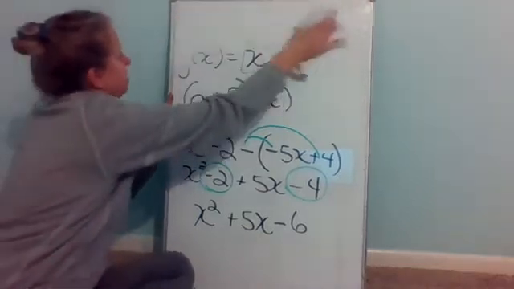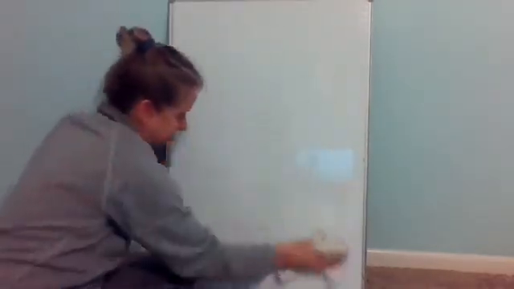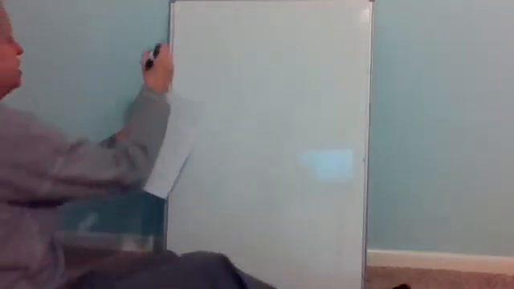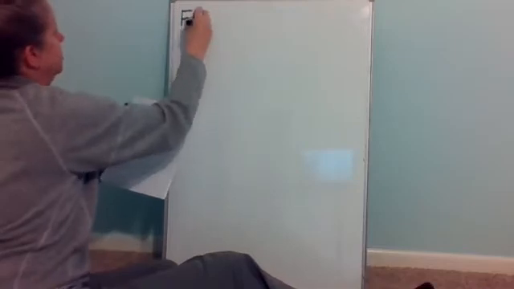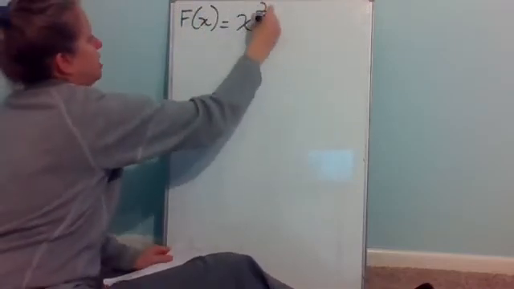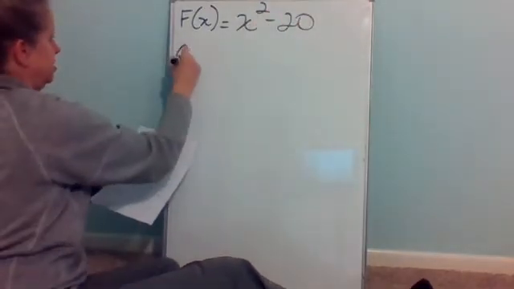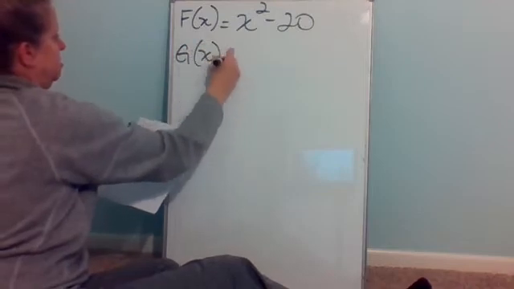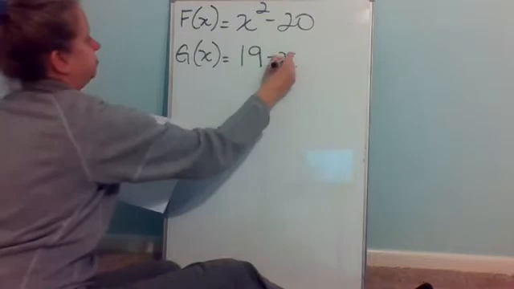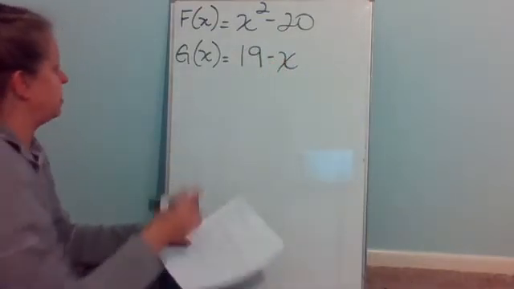All right, number 13. Looks like it gives us two more functions, f of x equals x squared minus 20, and g of x equals 19 minus x, and I'm finding f minus g of negative 10.